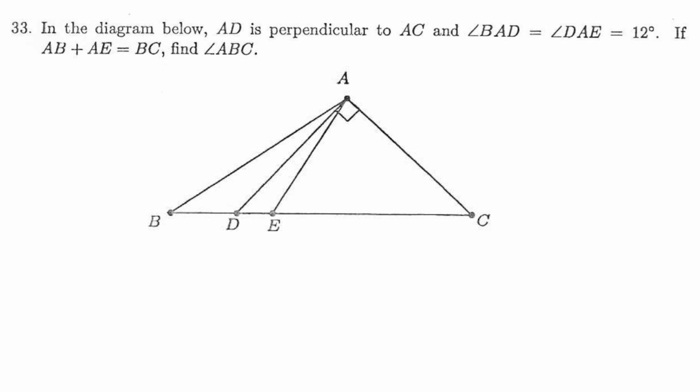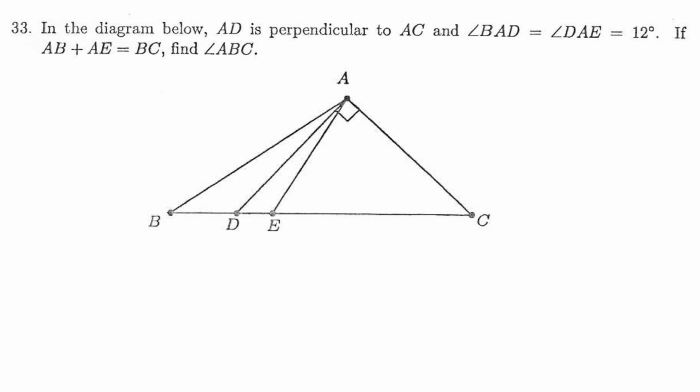In the diagram below, AD is perpendicular to AC and angle BAD is equal to angle DAE, which is equal to 12. If the length of AB plus the length of AE equals the length of BC, find angle ABC.